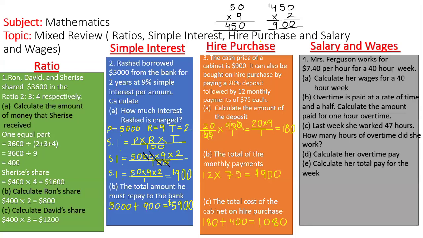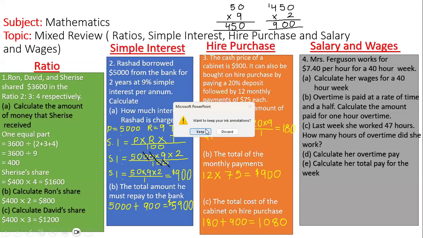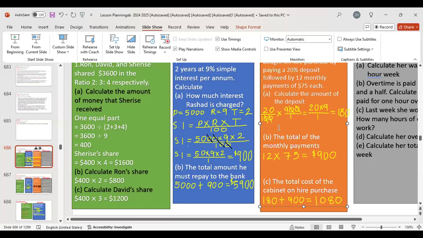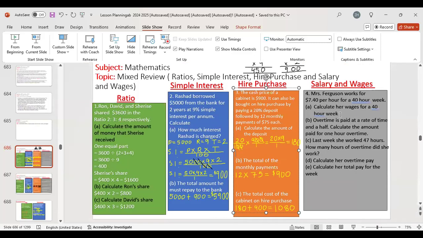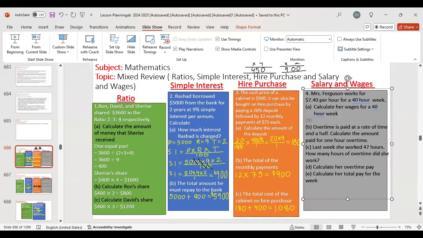Very good. So how are we gonna figure out her wages for a 40-hour work week? You times her hourly rate times her hours worked. Very good. So what that's gonna look like? We're gonna say 40 multiplied by $7.40.